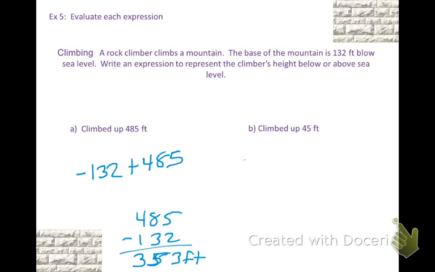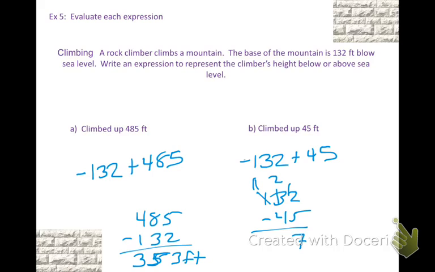With B, it's a little different. They climb a little bit more like me. They start off at the base of negative 132, and they only climbed up 45 feet. Again, they're opposite directions. Opposite signs, so you're going to subtract. So it's going to be 132 minus 45, which would be 87. Negative 87 feet, because 132 is bigger and it's a negative.